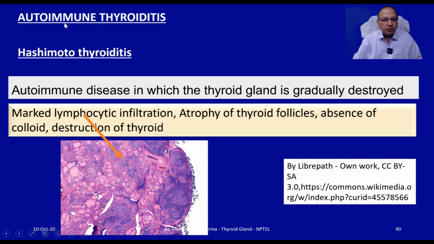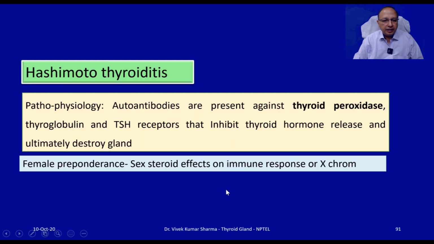Coming briefly to autoimmune thyroiditis, one of the commonest is Hashimoto's thyroiditis. It is an autoimmune disease in which the thyroid gland is gradually destroyed, and there is marked lymphocytic infiltration, atrophy of the thyroid follicles, absence of the colloid, and destruction of the thyroid gland itself. The incidence is more in females as compared to males.